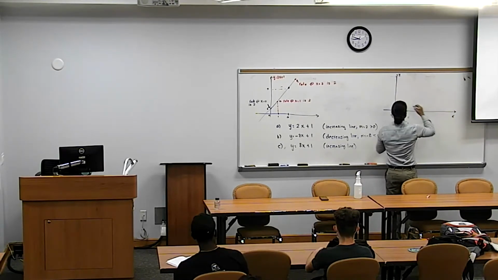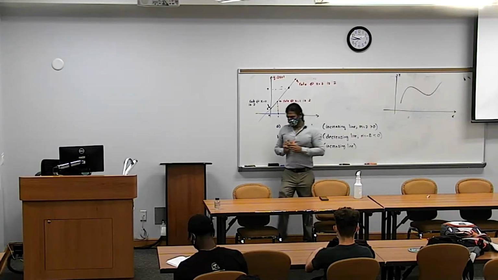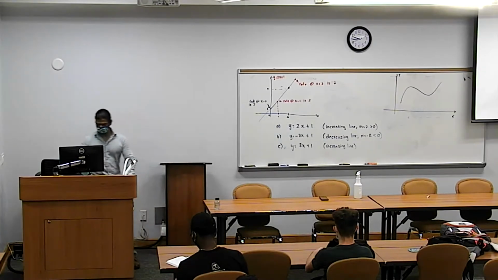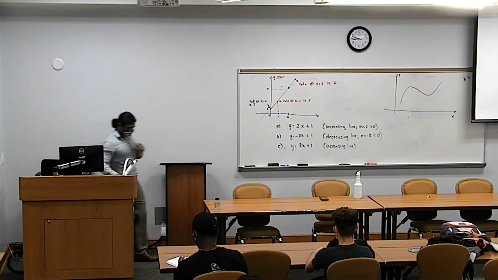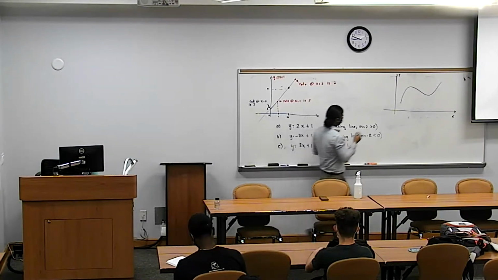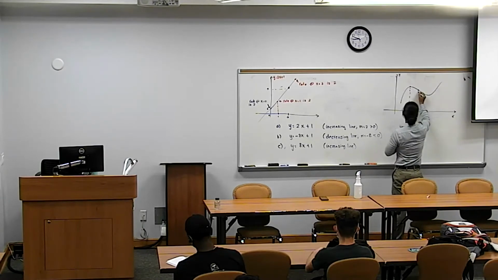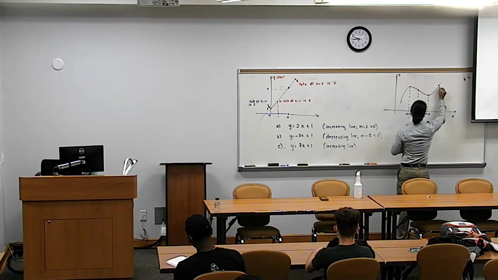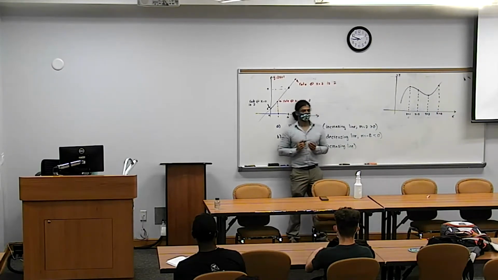It's an arbitrary function. I know it's a cubic polynomial, but if I picked a random x value, 1, another x value right there, 2, 3, 4. Good.